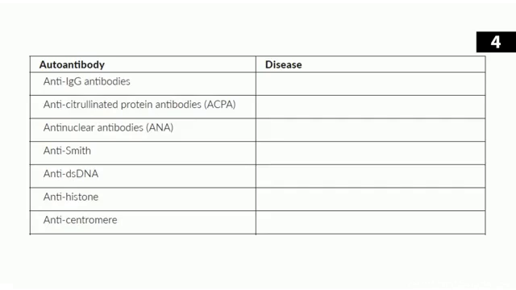The first one is antibodies against IgG, or anti-IgG antibodies. This is also called rheumatoid factor, which is associated with rheumatoid arthritis. The next one is anti-citrullinated protein antibody, or ACPA, which is a little more specific for rheumatoid arthritis. ANA, or anti-nuclear antibody, is the classic autoantibody for lupus.